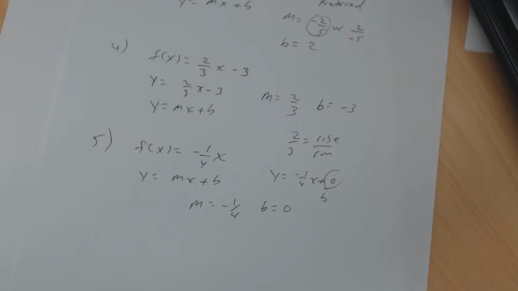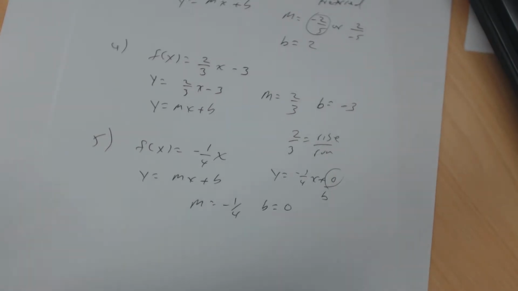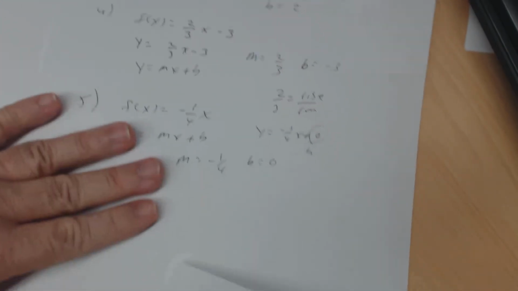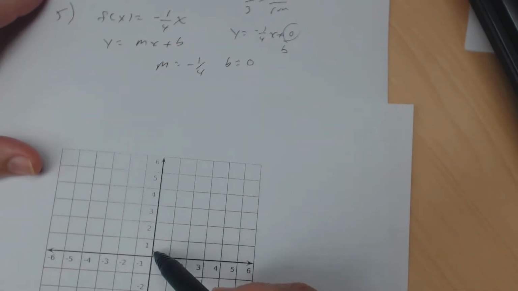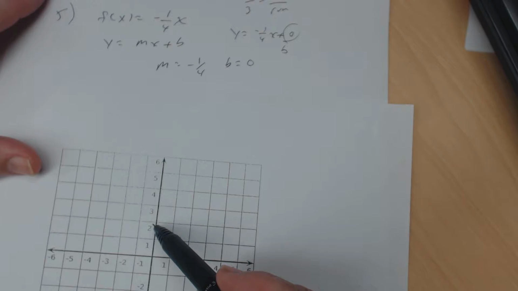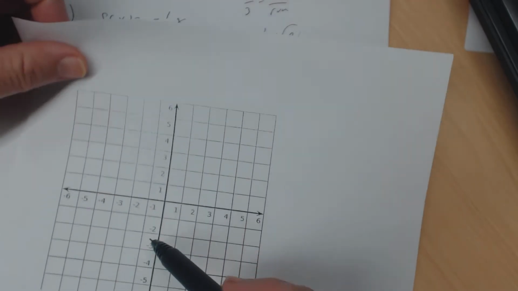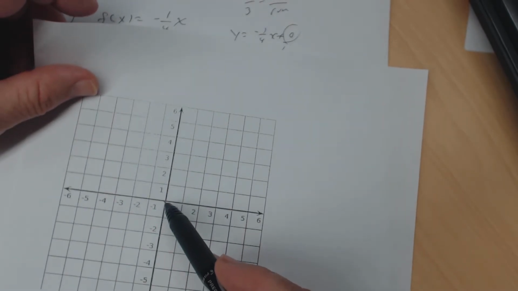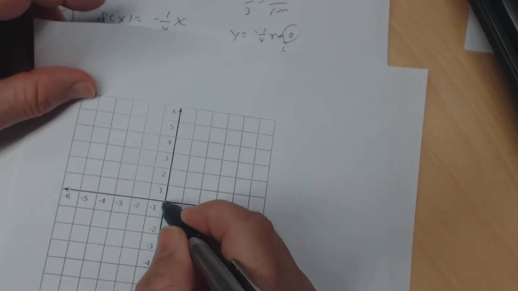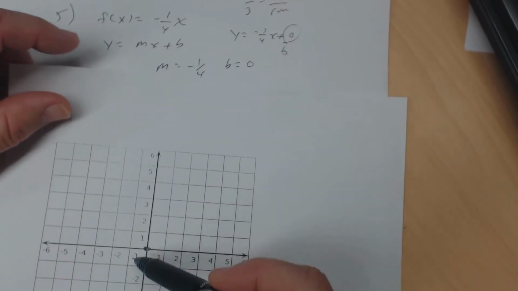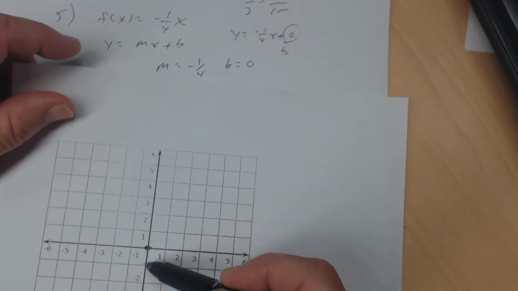graph that line. First thing you got to do is plot your y-intercept. Now, the y-intercept of 0 makes you understand where that's located. See, this is y-intercept 1, y-intercept 2, y-intercept 3, and so on. This is -2, -3. 0's here. That's the origin. So that's where the y-intercept of 0 is. That's where y is 0.